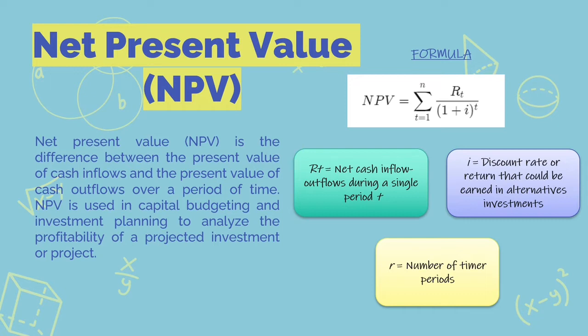So this is the formula, and for your information, Rt stands for the net cash inflow and outflows during a single period, i stands for the discount rate or return that could be earned in alternative investments, and the last one, t stands for the number of time periods.